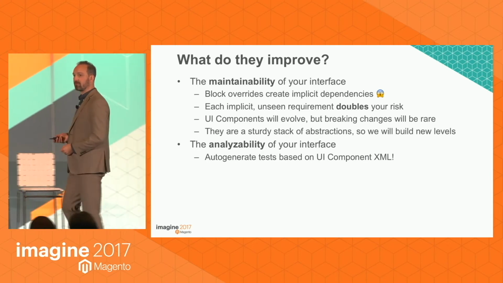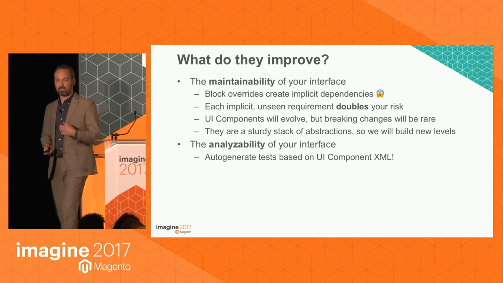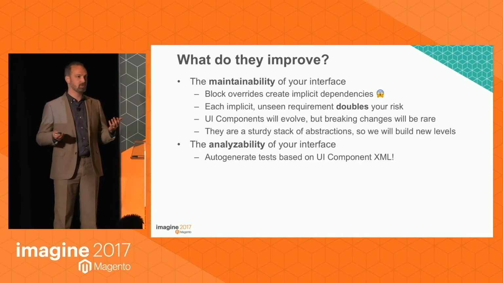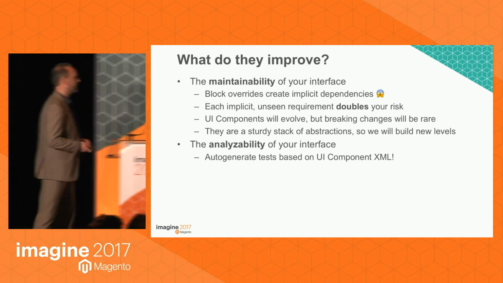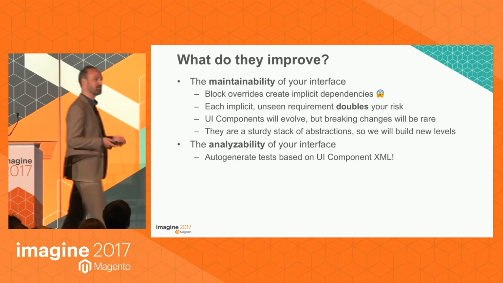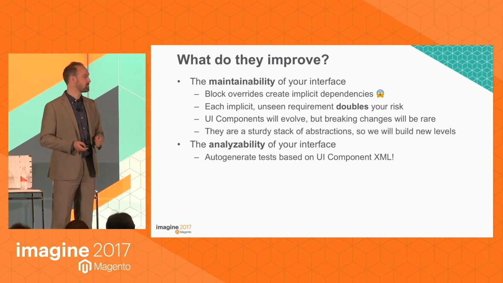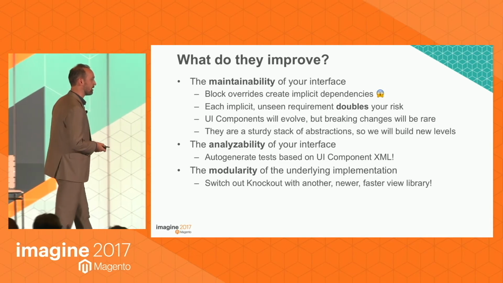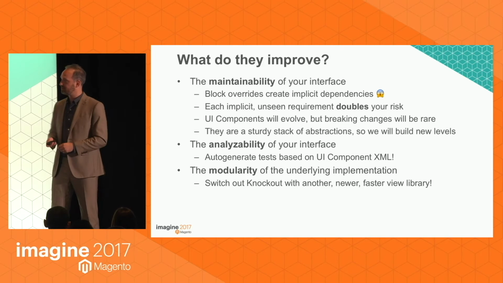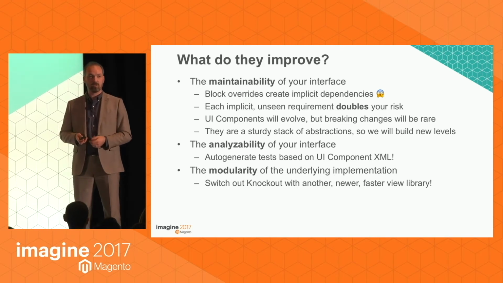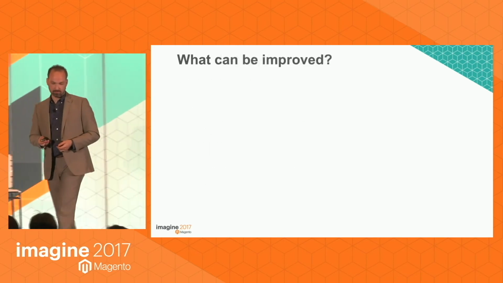And the analyzability of the interface is great too. Now, we already talked about how it can apply the same tree to the bundlers. Well, you could also maybe auto-generate your tests with the XML manifest that declares the UI components. The future is wide open for these. And I think that the modularity of the underlying implementation means that we may switch out Knockout, we may switch out some other stuff with some newer, faster system. We may keep it current, while you can simply express what your views are supposed to do.